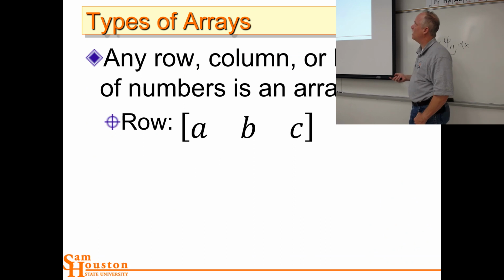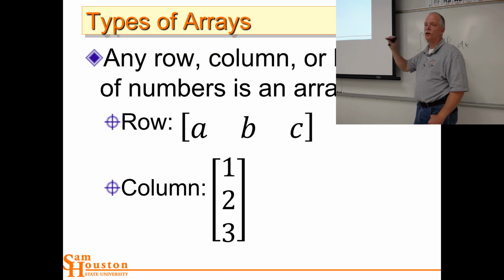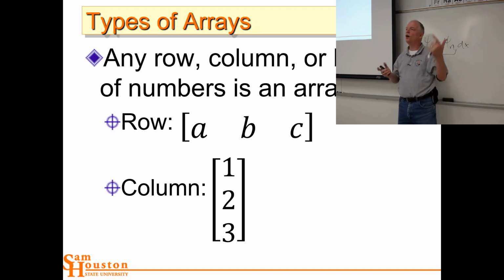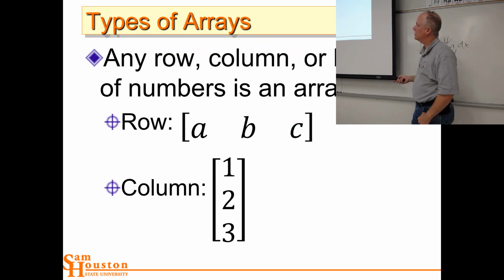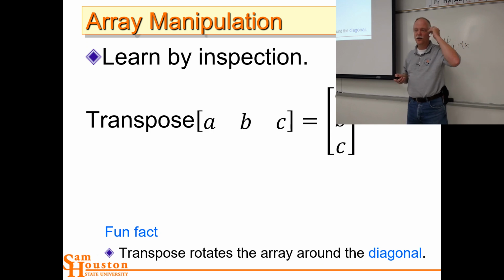So any row, column, or block of numbers is an array. You can have a row matrix or you can have a column matrix. Very simple, you can just have your numbers in a row, or in a column. And you can operate on the whole row or the whole column. One of the things that we can do to manipulate the row is to turn a row into a column or turn a column into a row. And that's called transpose.